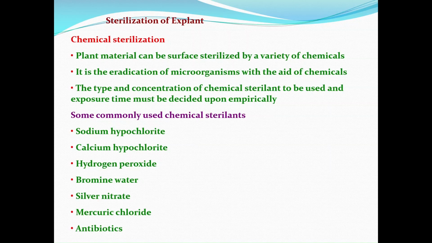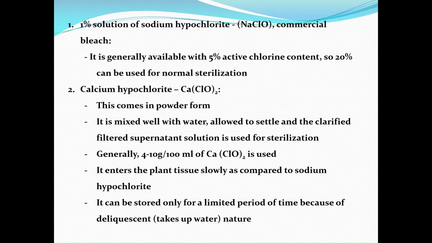Let us now talk about some common sterilizing agents. Common explant sterilization agents. 1. Calcium hypochlorite. It is commercially available in the form of powder, and before using it for sterilization, it must be dissolved in water. You also need to filter this solution. It is normally used in a concentration of 3.25%.